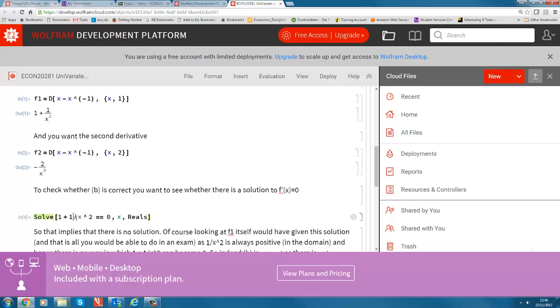So 1 plus 1 over x squared, and we are setting that equal to 0. Now, we're really doing some programming here, and we're using this double equal sign to set something to 0. That's just a little quirk of programming language you have to see. So we are using Solve. This command will solve this equation, the first derivative set equal to 0, with respect to x.